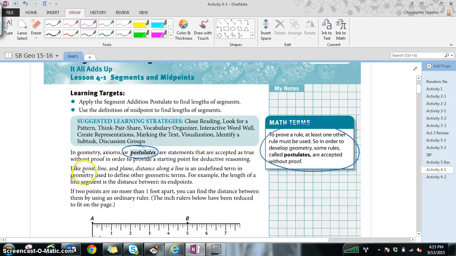Just like we had a point, a line, and a plane that were undefined terms to use to explain defined terms, we have postulates to explain all our other things. Our axioms and postulates just are. They are because we said so, basically.